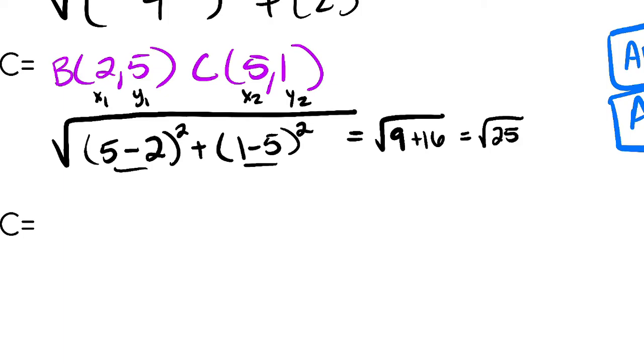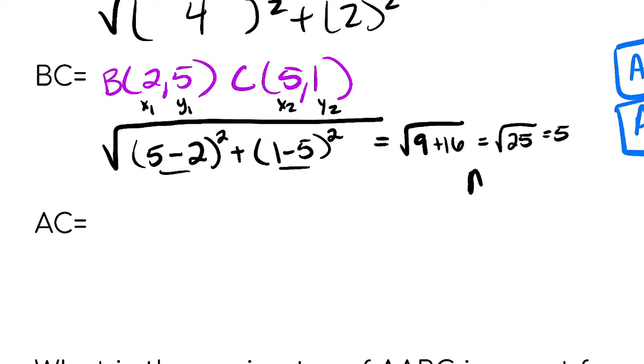Square root of 25. Don't leave your square root symbol behind. That's another common error. And the square root of 25 is 5, exactly. So in this case, the length of BC is exactly 5.